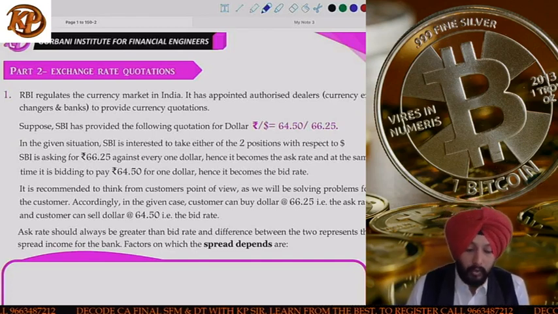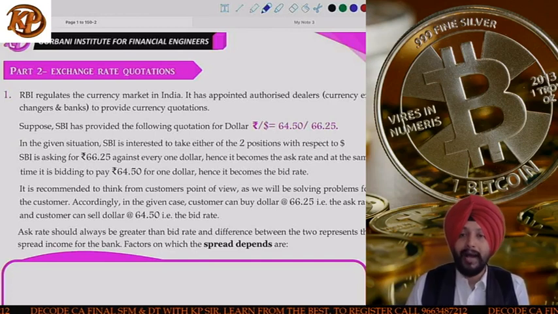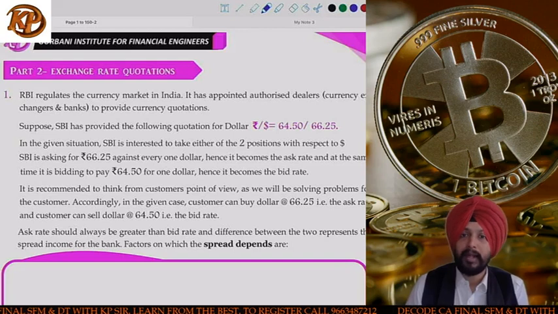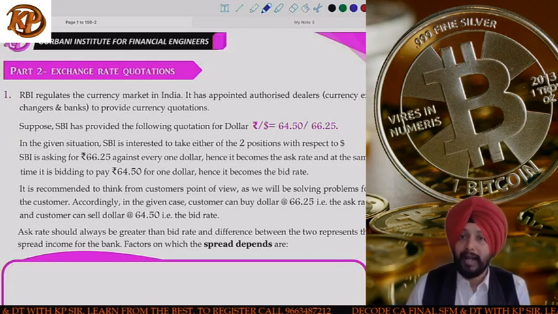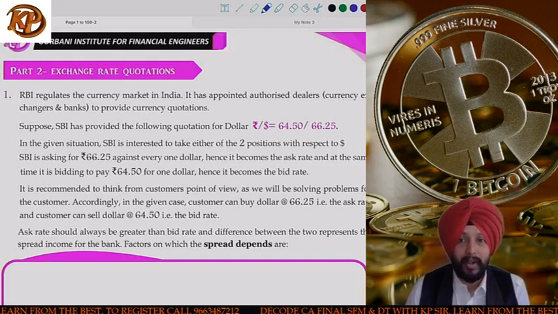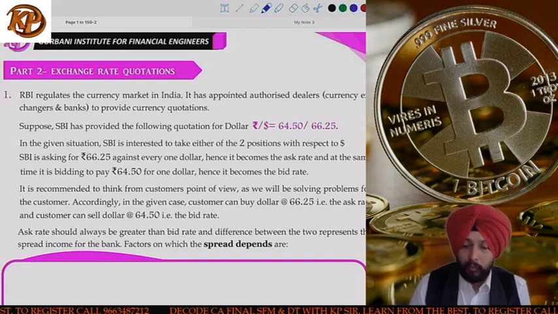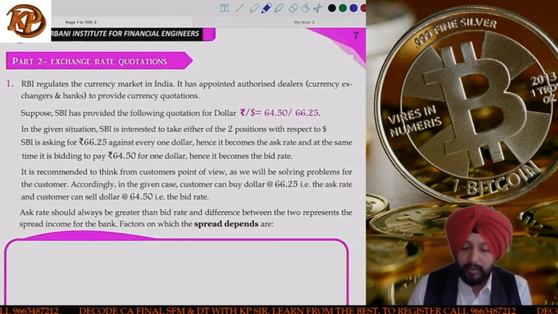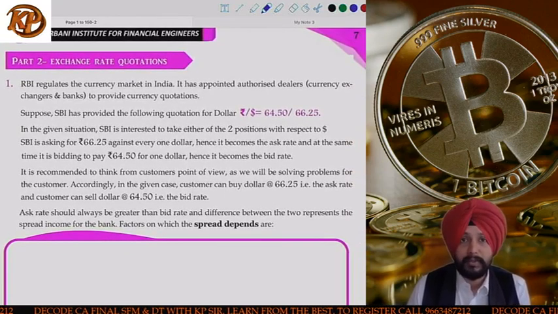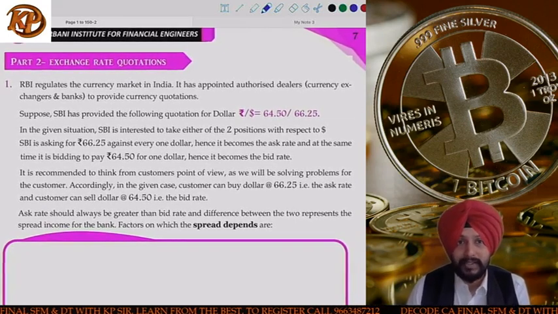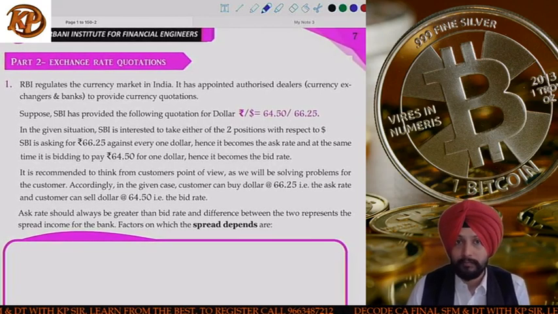So RBI will only regulate the market and it will frame the guidelines from time to time. RBI guidelines are available, but RBI will not decide the currency quotations. Currency quotations are purely determined by demand and supply forces. I hope you are clear about this, and I will discuss certain more things afterwards. Let's first read the notes. RBI regulates the currency market in India. Point number 1 I am reading, guys, on page number 7: it has appointed authorized dealers, that is currency exchangers and banks, to provide the currency quotations.